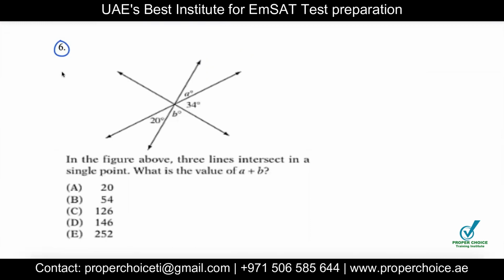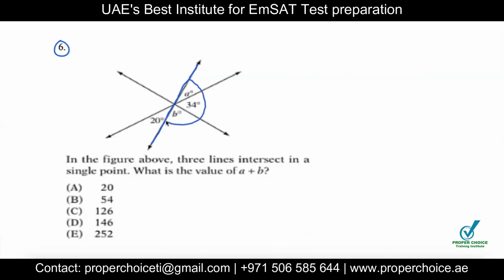Question number 6 is very simple and straightforward. It's basically a line and angle relation. What it says is, in the figure above, 3 lines intersect in a single point. What is the value of A plus B? The question is asking us for the value of A plus B. If I am saying this is a straight line, you must know that the angles made on a straight line should be 180 degrees.